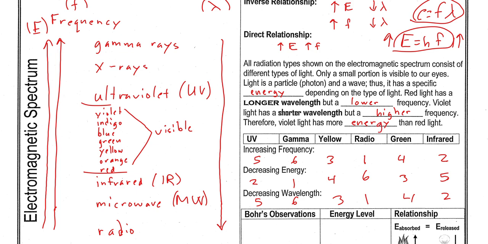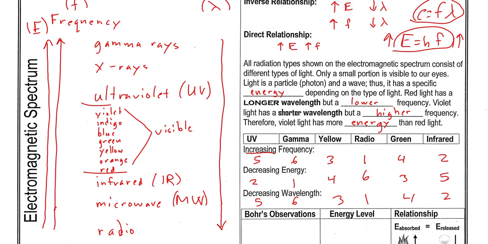Okay, here we were supposed to list these different colors or frequencies of light in a particular order by increasing the frequency. So we have to go from lowest to highest.